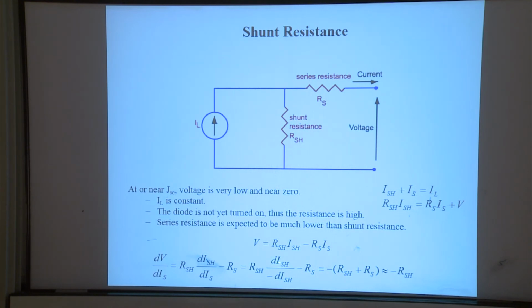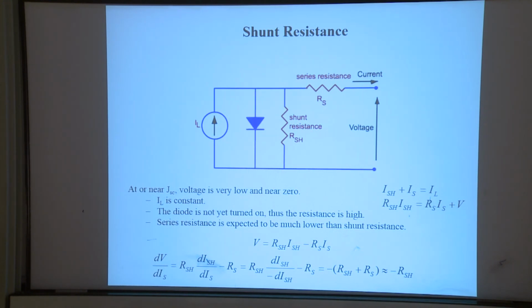And since the derivative of ISH is -1, we will be able to get this one. And since the shunt resistance is much bigger than the series resistance, usually, unless you did a very terrible job producing the solar cell, this will always hold, right? So it will be very close to the shunt resistance. All right?